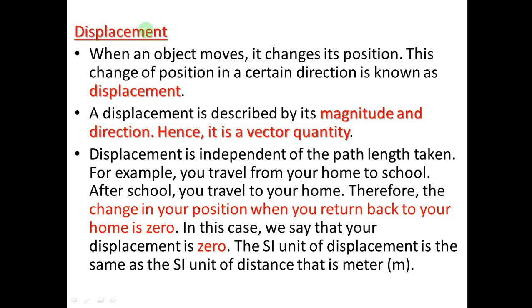What is displacement? When an object moves, it changes its position. This change of position in a certain direction is known as displacement. A displacement is described by magnitude and direction. So, displacement is a vector quantity.